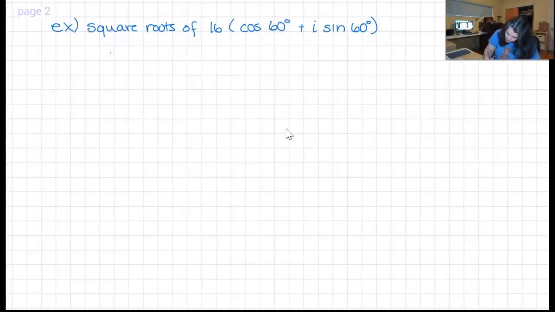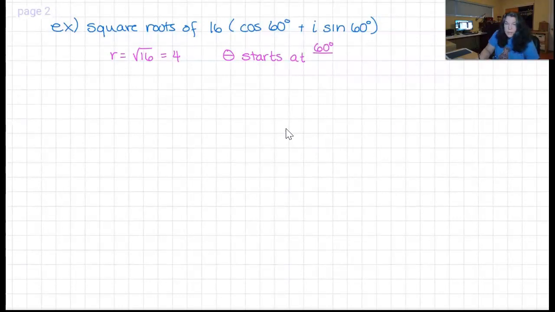I know that for r, I'm going to use the square root of 16, which is just 4. So like I said, sometimes it's really easy. And then for theta, we're going to start at 60 degrees over n. In this case, n is 2, because I'm talking square roots. So that's 30 degrees. And then I'm going to add 2 pi, or in this case 360 degrees over 2, which is 180 degrees each time.